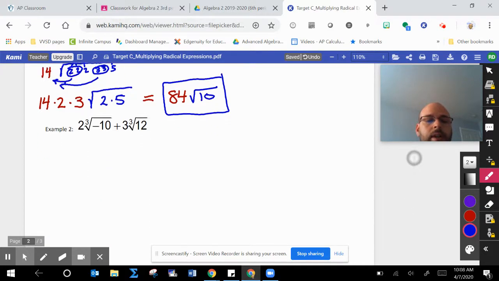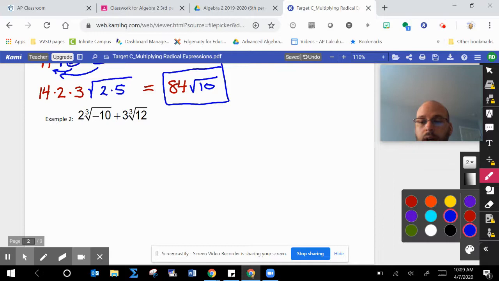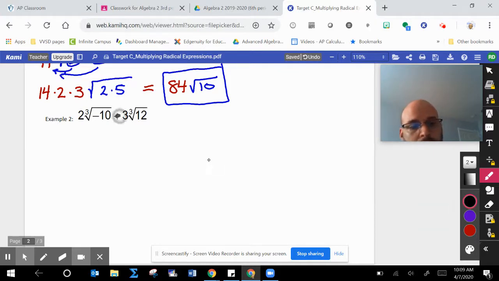Now, I can already see I made a little typo on number 2, so I'm going to fix that right away. This shouldn't be addition. This should be a multiplication, right? We want to multiply. That's what this video is about. We want to multiply radicals together.